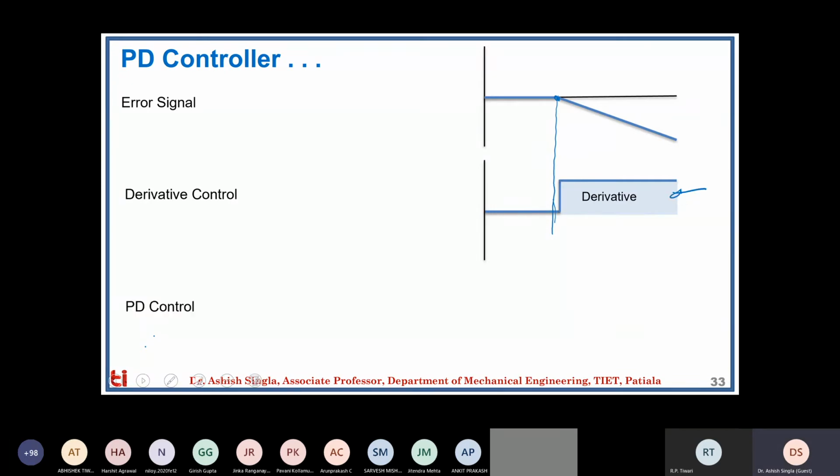As compared to this, if we have the PD control, we have the output like this orange color, where this is the case of derivative control, and this is the contribution from the proportional control. As the error keeps on increasing, the output of the proportional control also keeps on increasing. So this is the clear demarcation of the derivative control and the PD control.